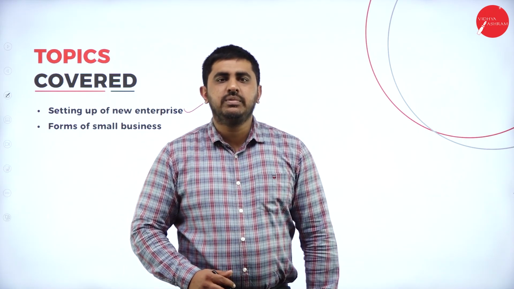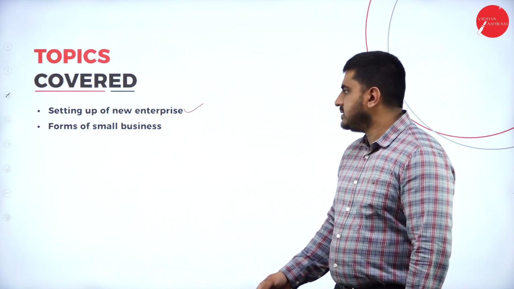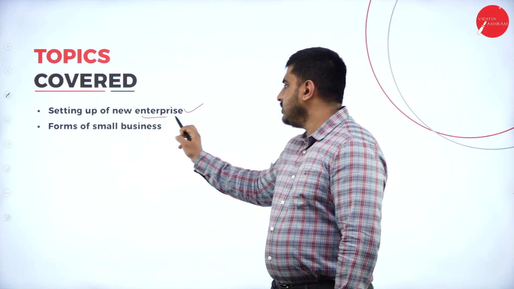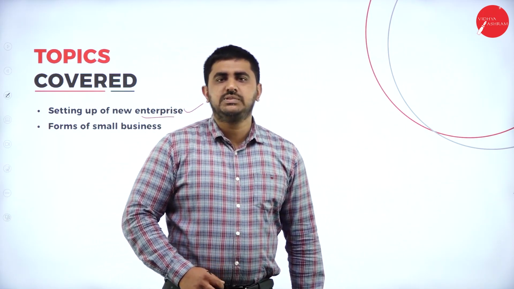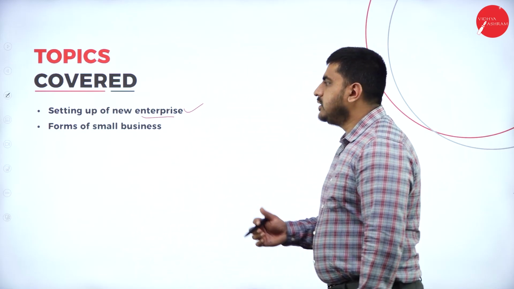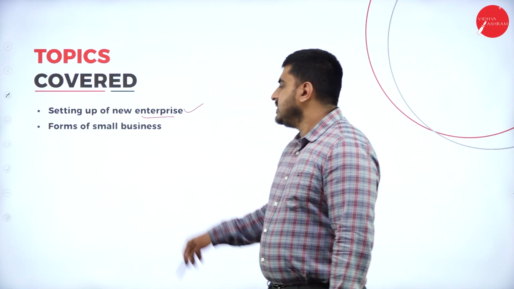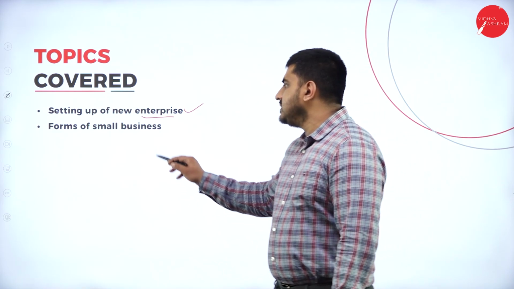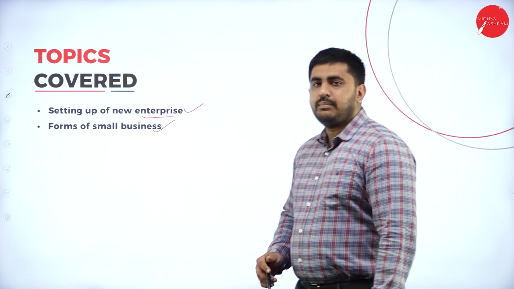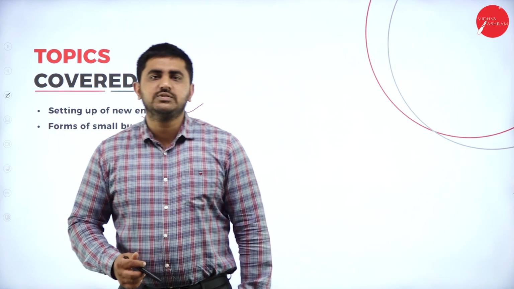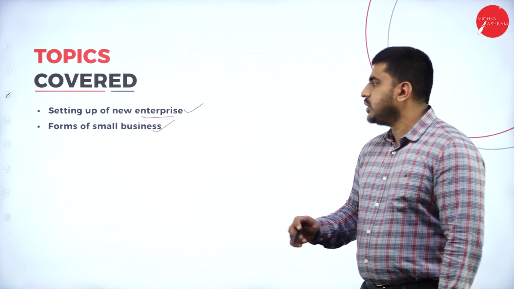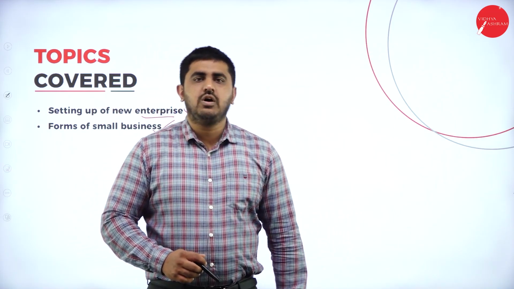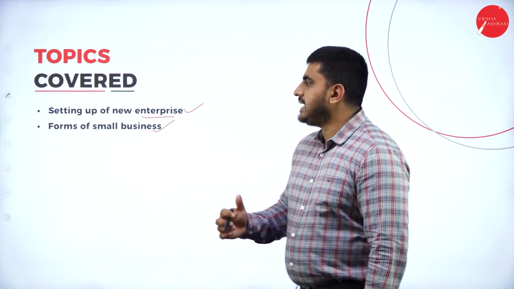You want to become an entrepreneur, you want to set up a new enterprise. That is, you either want to manufacture a product and sell or come out with a service. So what are the different steps we'll be understanding in today's class? And also the various forms of small business. So there are basically three different forms of small business which you can start. That is your small proprietorship, you can also call it as sole proprietorship, your partnership, and also cooperative societies. So we will start the session.